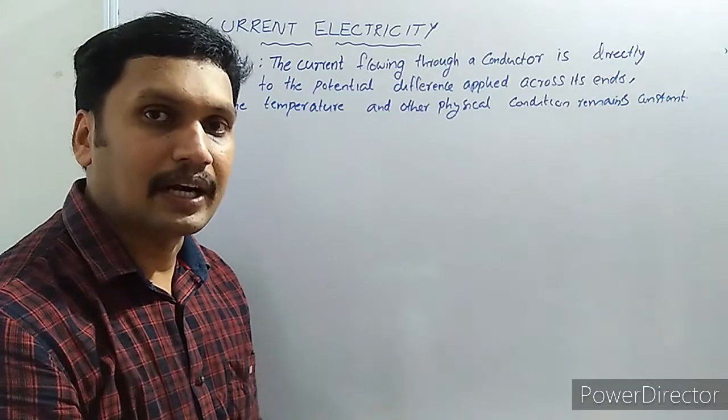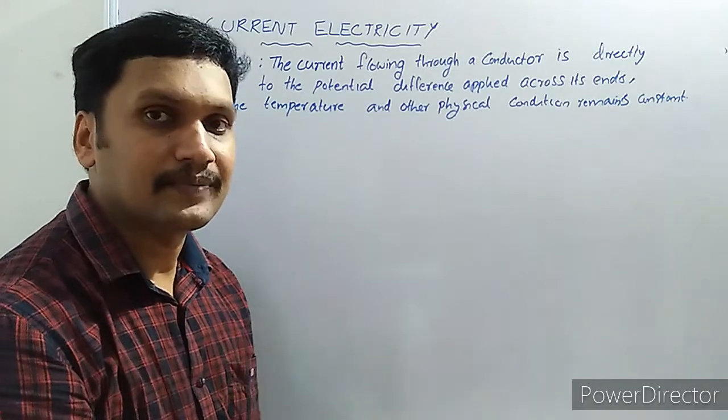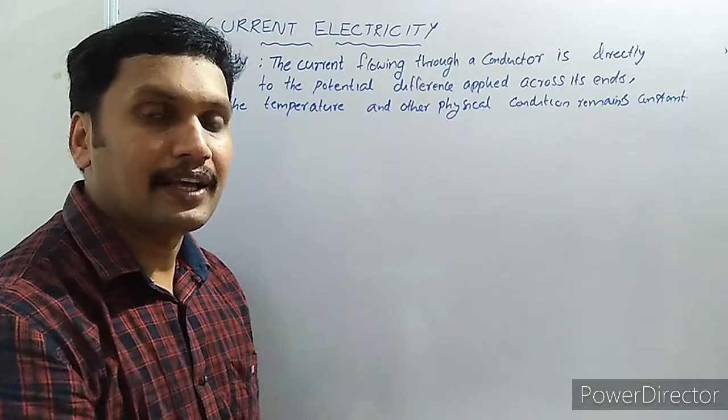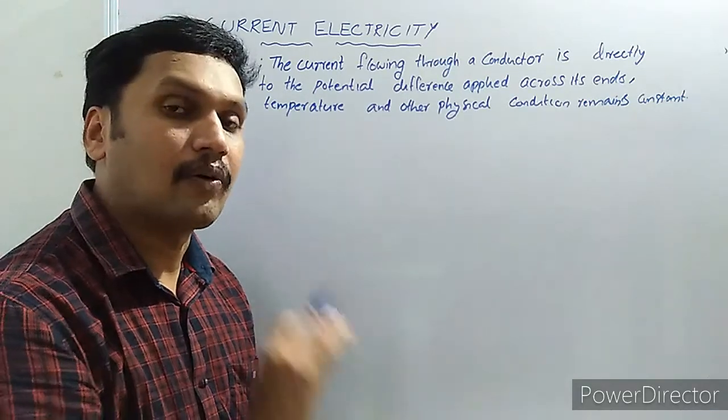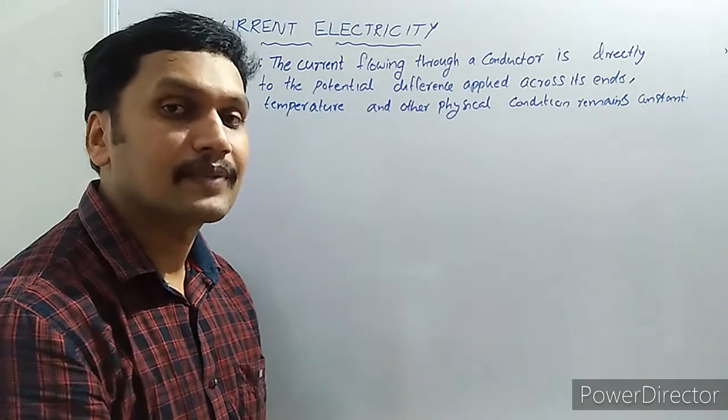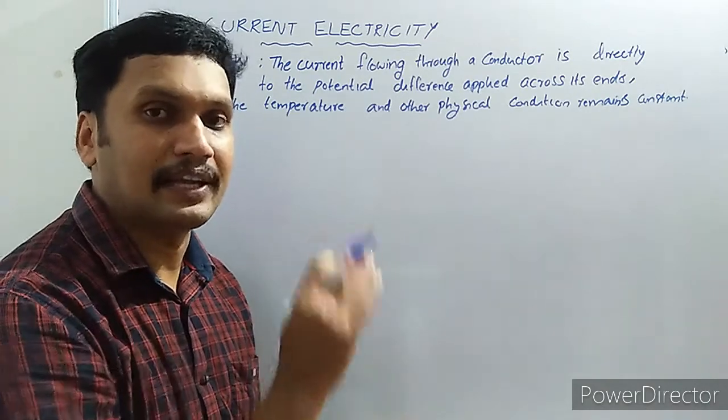We know that current will flow through a conductor if you apply a potential difference between the ends of the conductor. Current can only flow if there is a potential difference between the ends of the conductor.